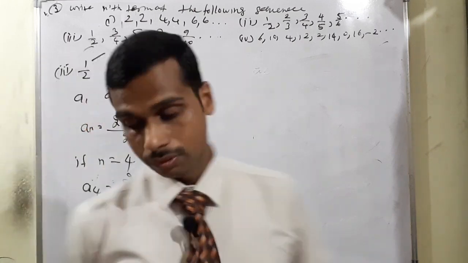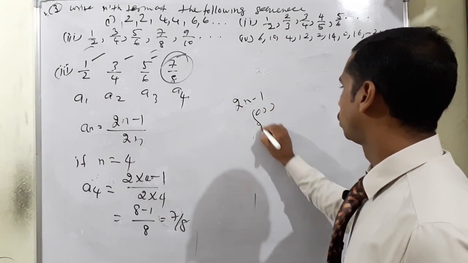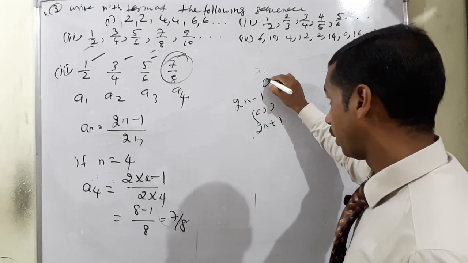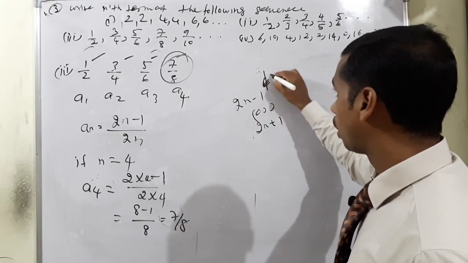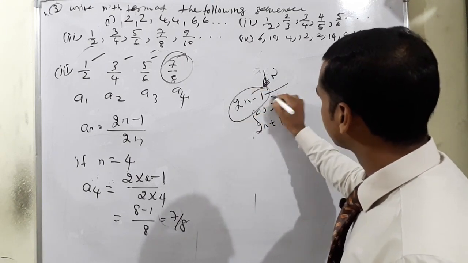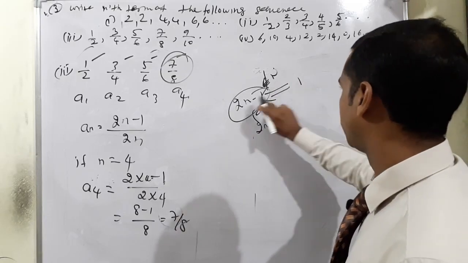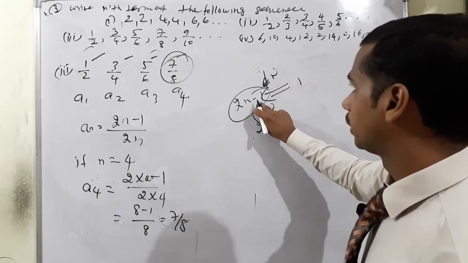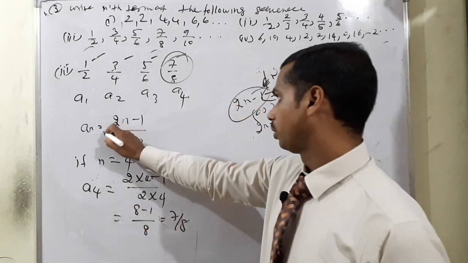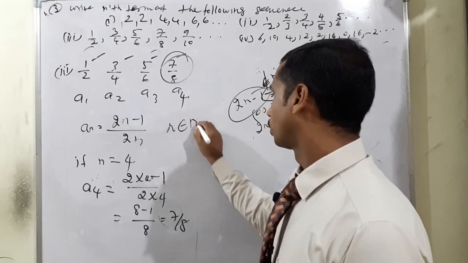So, I explained the condition 2n minus 1 or 2n plus 1. Starting with 0 is not possible. Why? It does not belong to natural numbers. That's why we take 2n minus 1, starting with 1, a positive number, a natural number. Therefore, 2 into 1 means 2, 2 minus 1 means 1 by 2 will come. I hope you understand the condition: an is equal to 2n minus 1 divided by 2n, n belongs to natural numbers.